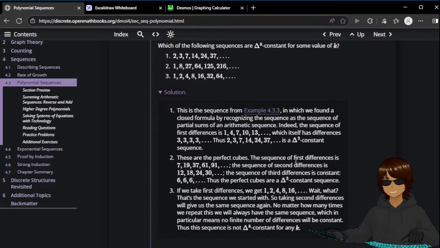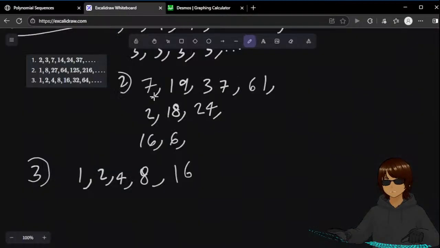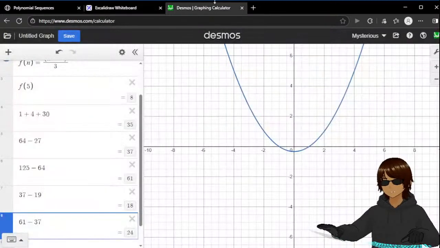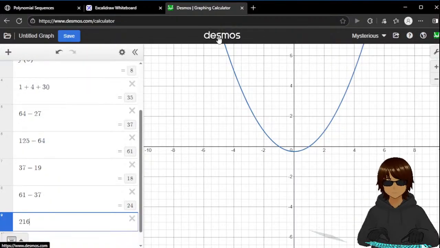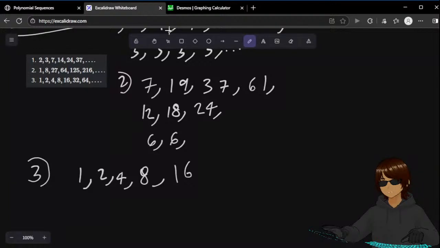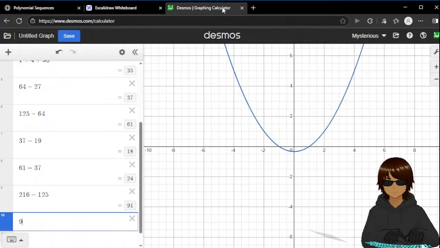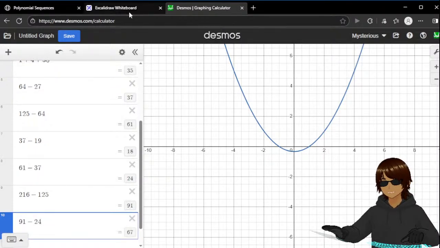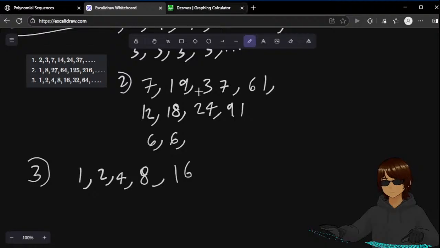These are perfect cubes. The sequence of the first differences is 7, 19, 37, 61, 91. The sequence of the second differences is 12, 18, 24, 30. 216 minus 125 is 91.